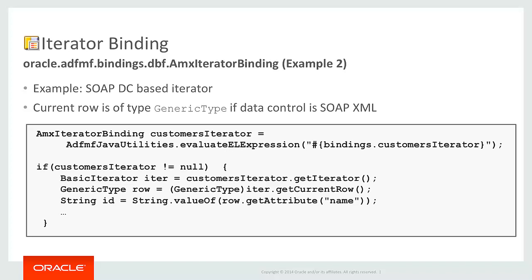So two ways to get to the same result, get access to the iterator, and that would allow you to set it. You see, for instance, here in this code slide, I highlighted the case where I'm dealing with SOAP services, and when I'm dealing with SOAP services, then the data provider, actually the current row that I'm dealing with, that's of type generic type. Otherwise, it's the entity that you get from the POJO data control.